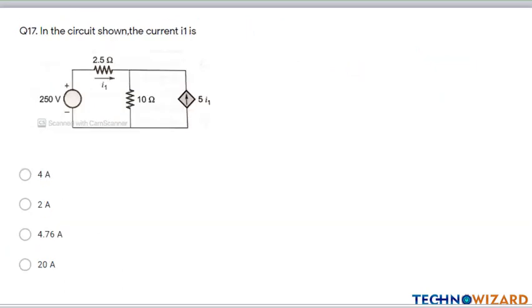Next question, question number 17. We have to find the current I1. Applying nodal analysis here, same as the above question, V minus 250 upon 2.5 plus V by 10 minus 5 I1.